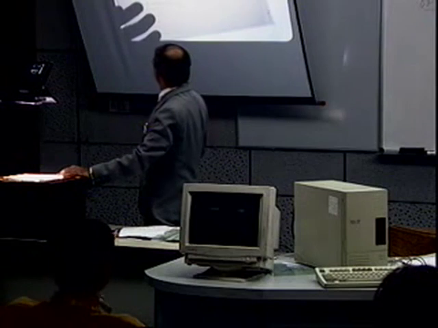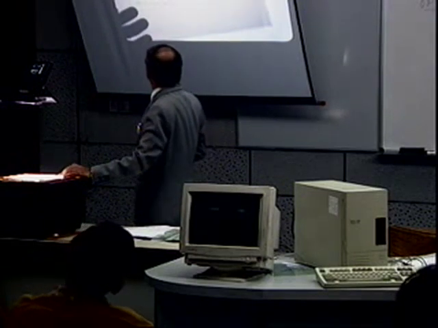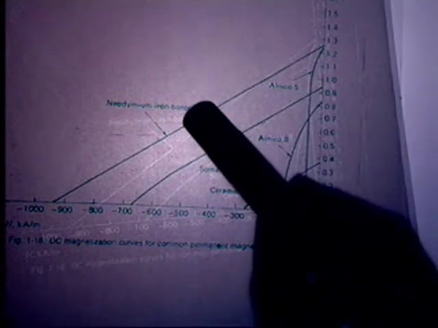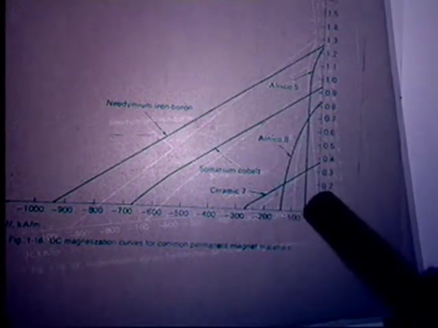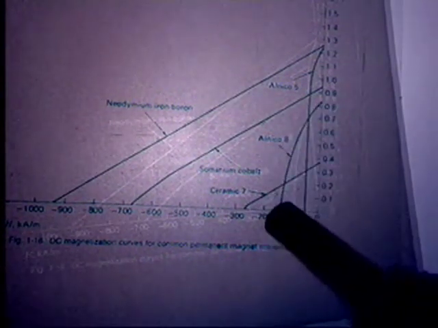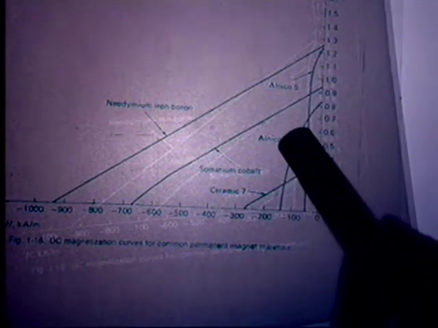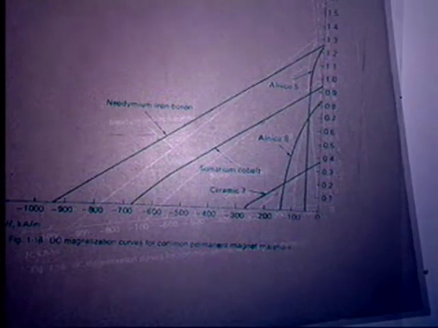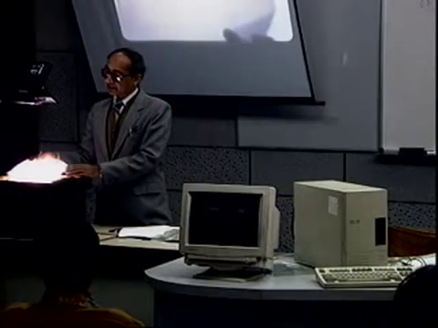These are the DC magnetization curves for common permanent magnet materials. Last class we discussed that there is an improvement in permanent magnet materials, and this is the latest one, neodymium iron boron. This material has a very high energy density, whereas the old ones, Alnico etc., operate at very low BH density. So these improvements in materials have brought improvement in permanent magnet devices.